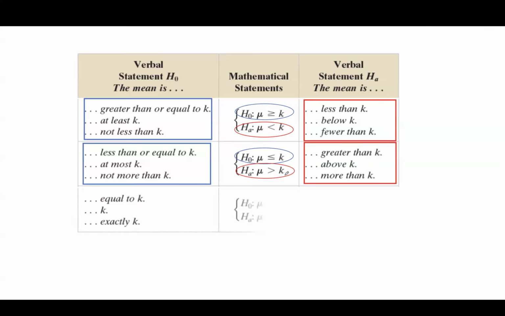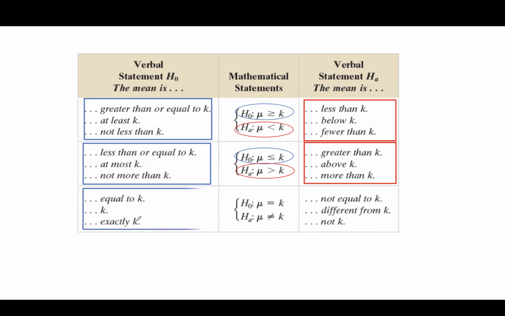And finally, in the last category, if you see keywords like equal to, is, exactly, it means that your null is given. You're going to write it down as mu is equal to K, and this is your null hypothesis. However, if you see keywords like not equal to, different from, not, it means that your alternative hypothesis is given in the question. So in each question, you have one of these, either null or the alternative, and you can easily write the other one.